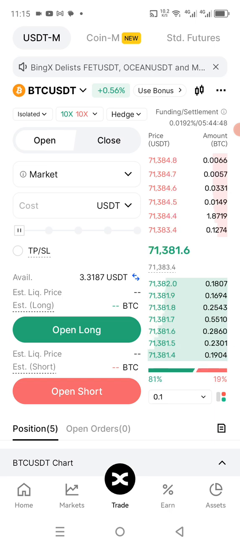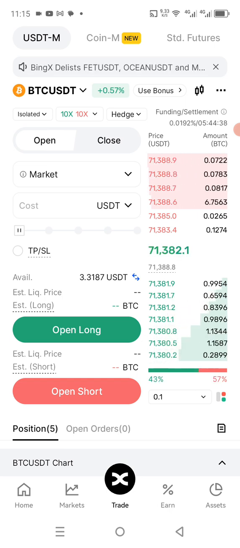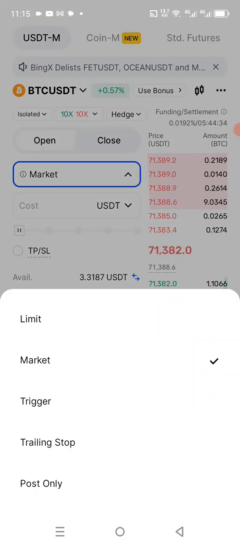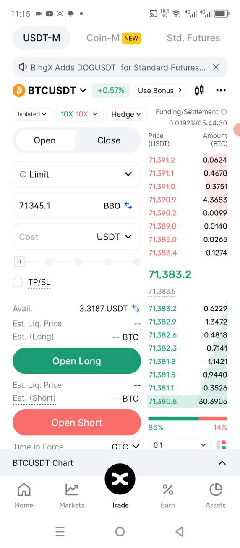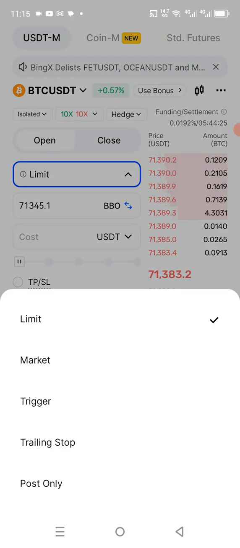Okay, the next thing you need to do, having noted all these things and having already credited money in your futures account, is to see what we call the market order. Now you click on this market, let me put it on limit because it usually comes with limit. Now when you click on that, you will see limit, market, trigger, trailing stop, and post only.